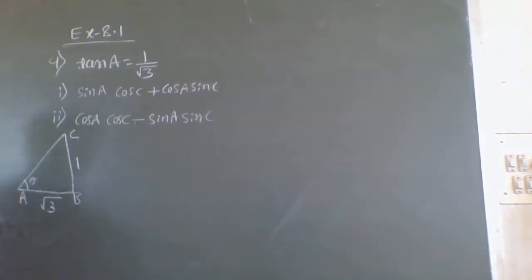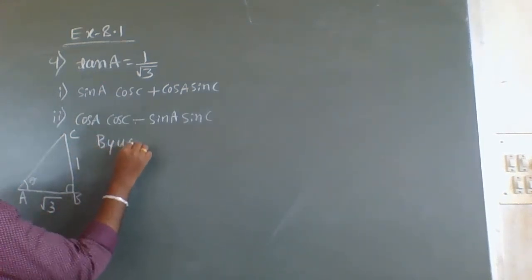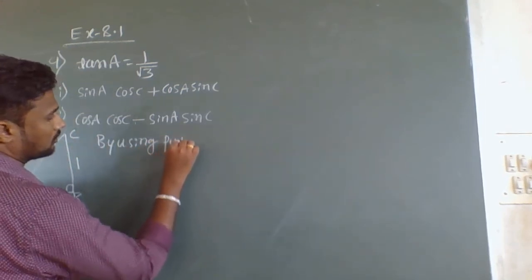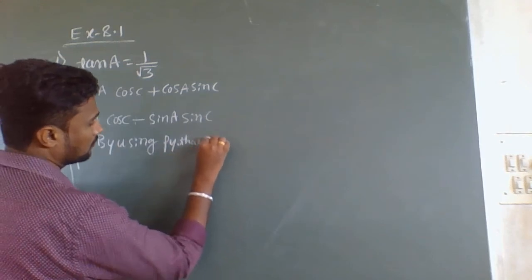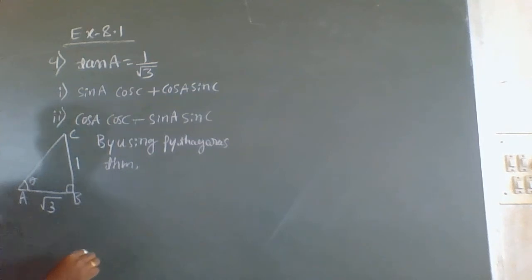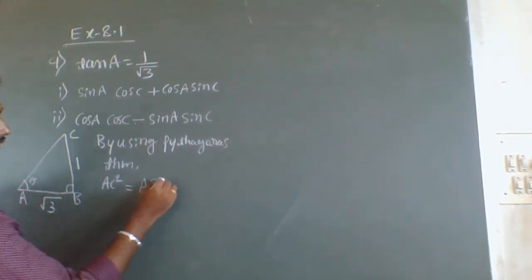Okay. So now we have the values of these two sides AB and BC, and this is 90 degree. We have to calculate the length of the hypotenuse AC. Again by using Pythagoras theorem we can calculate the length of AC. So here what we get: AC square equals AB square plus BC square.